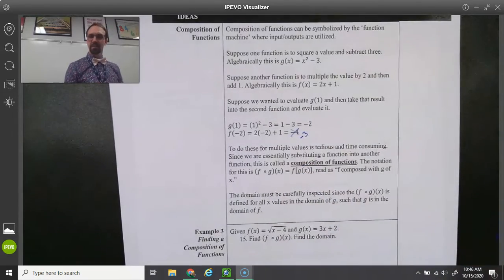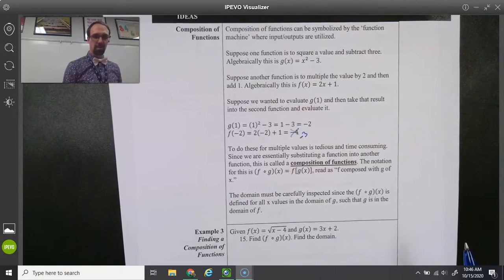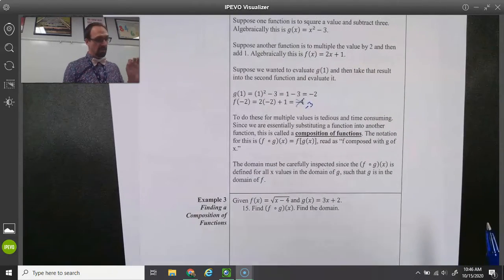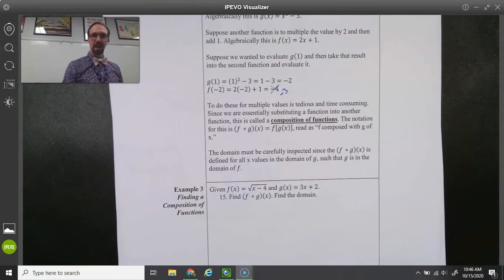This is very similar to the domain that we were talking about last time. As we jump into some examples, that will become a little bit more clear. Join me in the next video as we dive in deep into example 3, finding the composition of functions.